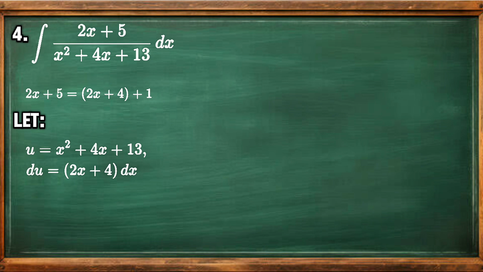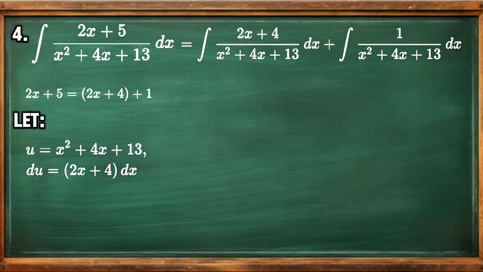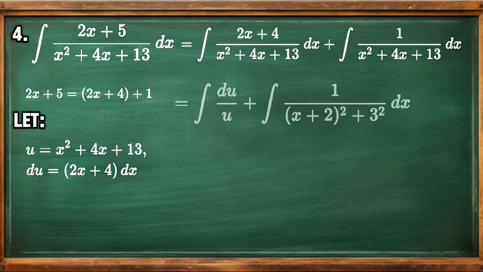We do this to split the original expression into two parts, one that matches the derivative over the denominator and one that is a constant. This allows us to write the integral as the sum of two separate integrals, one with 2x plus 4 over the denominator and one with just 1 over the denominator. For the first part, since the numerator is exactly the derivative of the denominator, we can directly use the u substitution. Letting u be the denominator, we integrate as the natural logarithm of the expression.